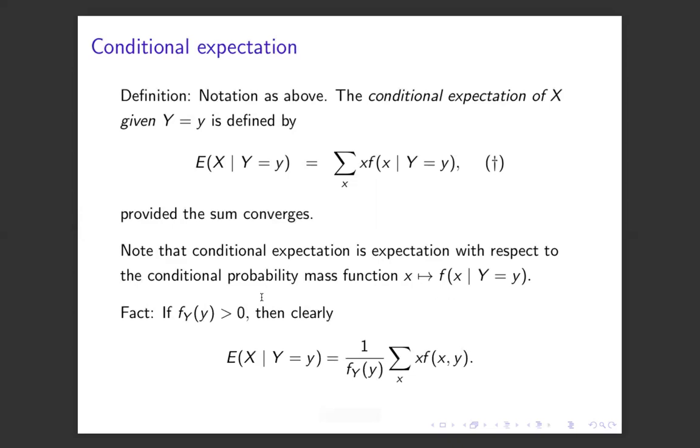So if the marginal probability mass function at little y is strictly positive, then this can also be written as the joint probability f of xy divided by this, you can observe this. Note it down if you want. This particular definition or equation, we are referring to by dagger, because we will have to refer to it later.